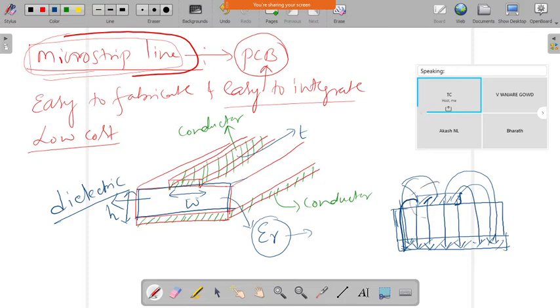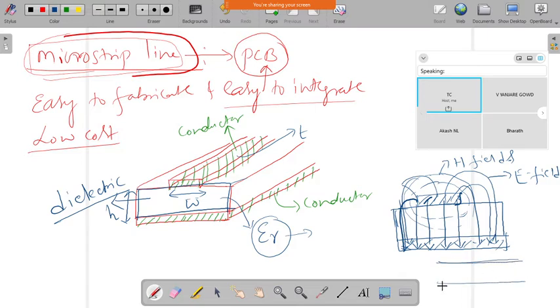Now the magnetic field surrounds the strip conductor. These are the E field lines, and these are the H field lines. This is the field configuration. In general, if we take a two-conductor transmission line or two-conductor system, the mode of propagation will be TEM, that is, transverse electromagnetic mode.